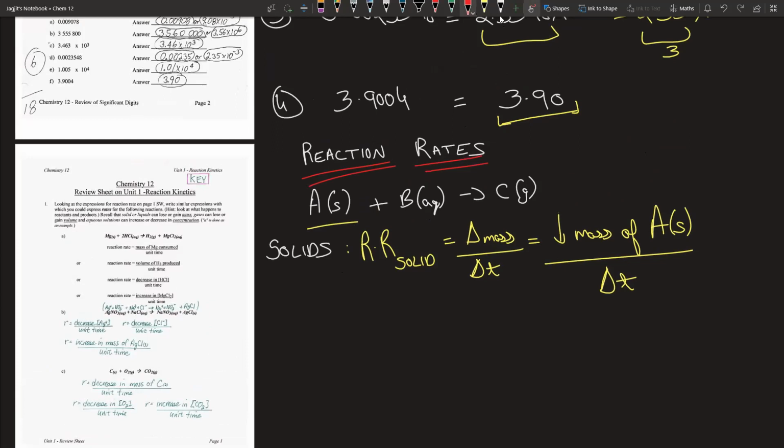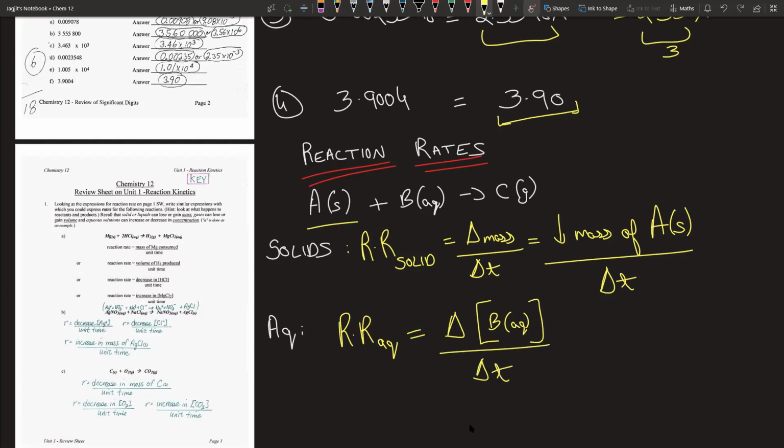Now, what if your reactant is an aqueous solution? How can you measure the reaction rate for your aqueous reactants? Well, you should know your aqueous guys, they deal with concentration. So for those you can measure it as change in concentration. Now, moving forward, instead of this whole word concentration, I will just use these brackets. They stand for concentration, right? I will measure the change in concentration of B over change in time.